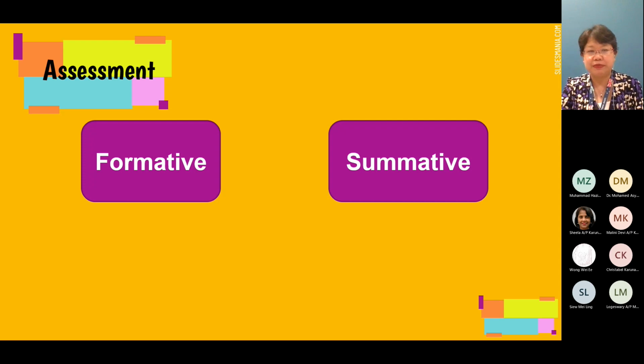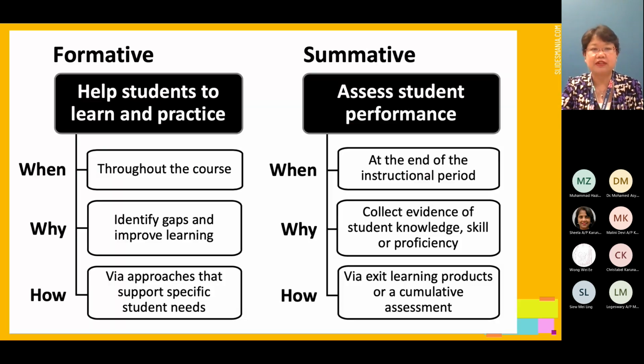I'm quite sure we are all very familiar with assessment, so I'm not here to tell you so much about that, but it's more of sharing of ideas on how to do formative assessment. Formative assessments help students to learn and to practice, whereas summative assessment is to assess students' performance, generally at the end of a semester or mid-semester.